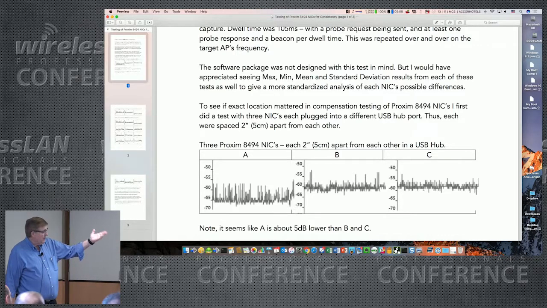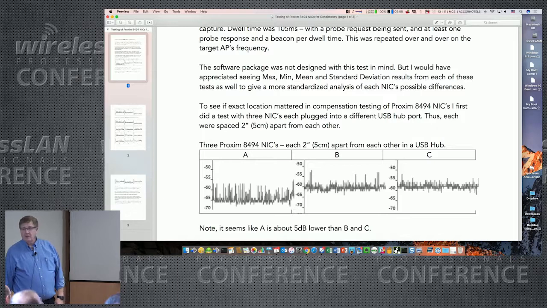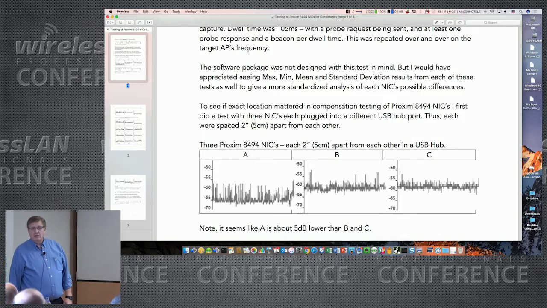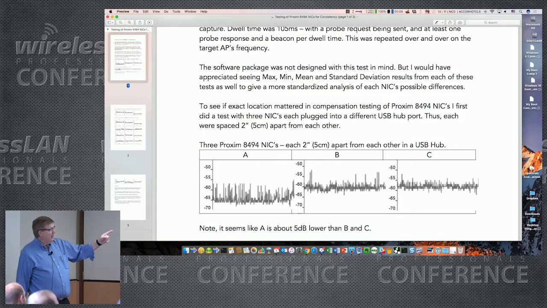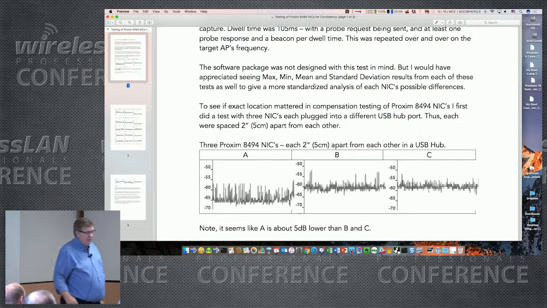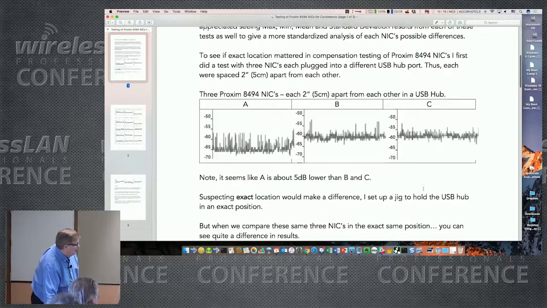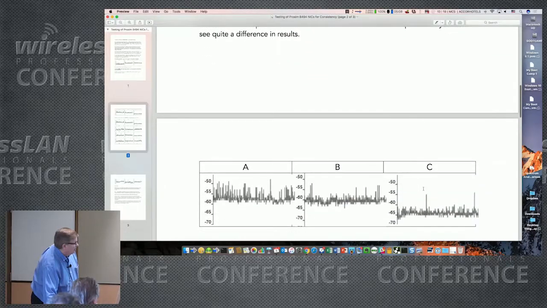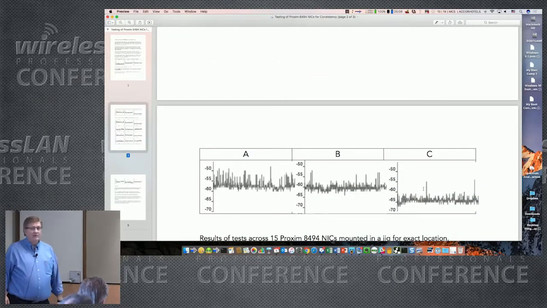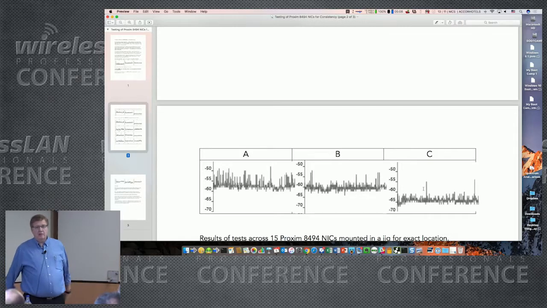And obviously about a 5 dB average difference. And I went, oh, I wonder if it's the NIC in A or the position of A. So I reran the data again. And here is the data, and I moved them and rotated them around. And I moved them to reverse.